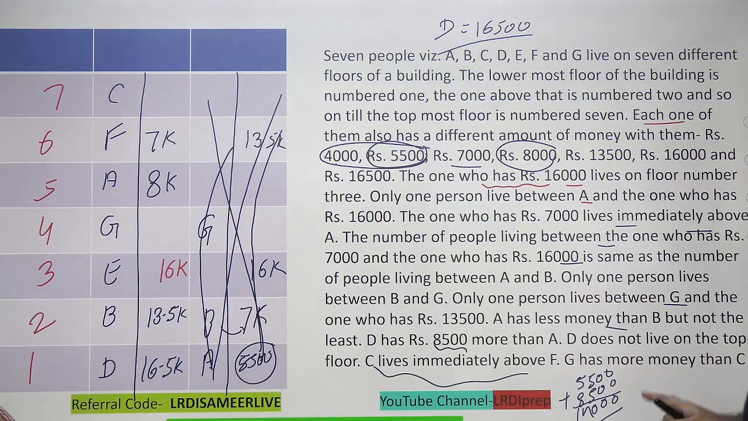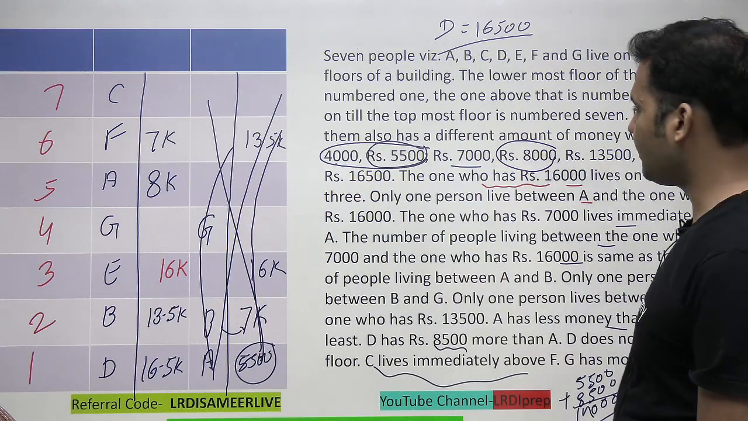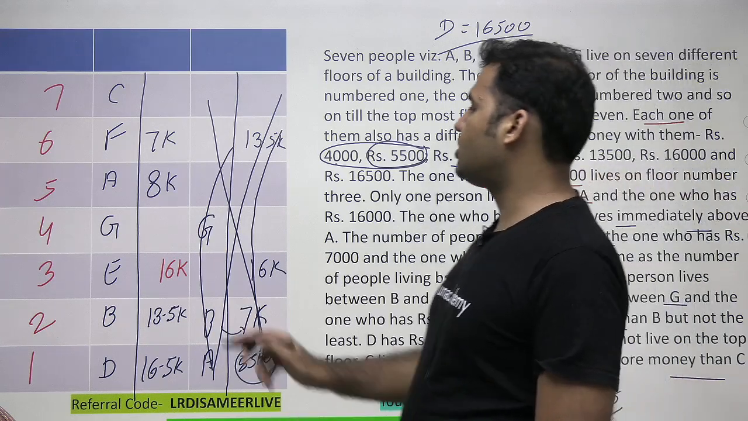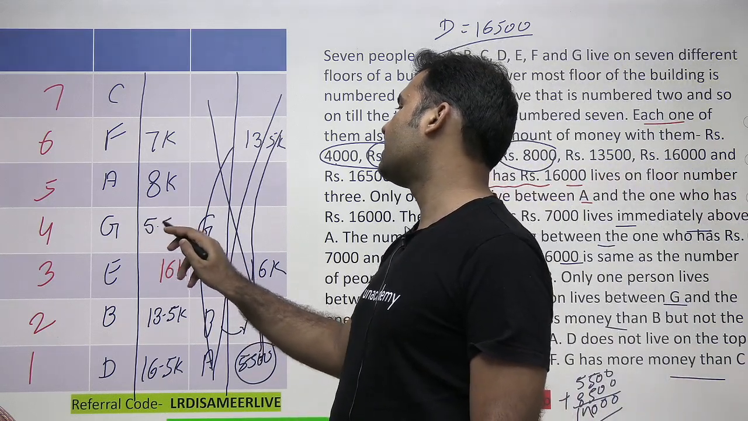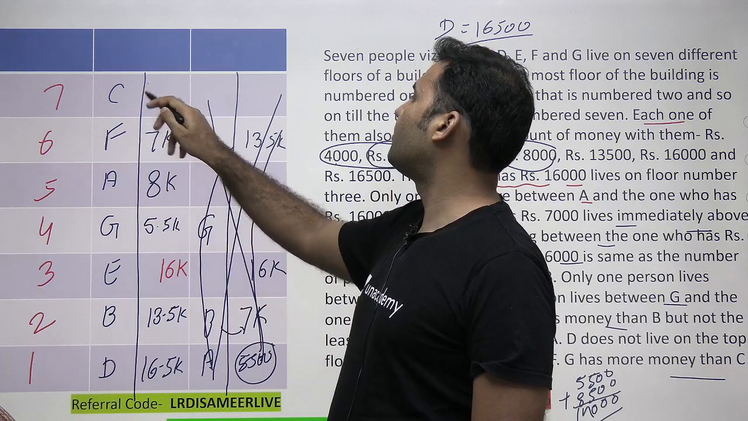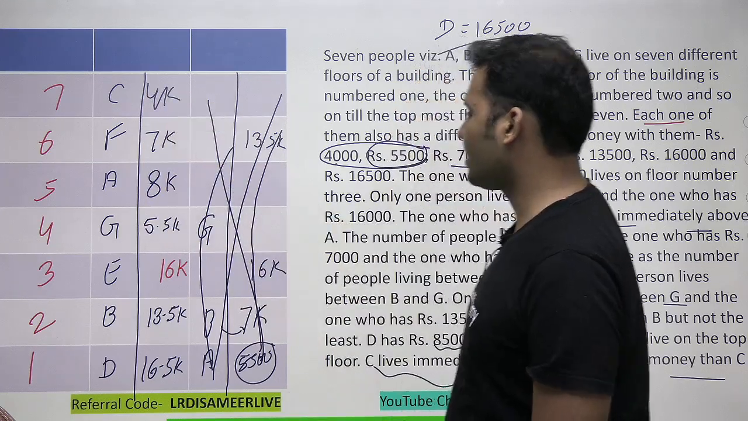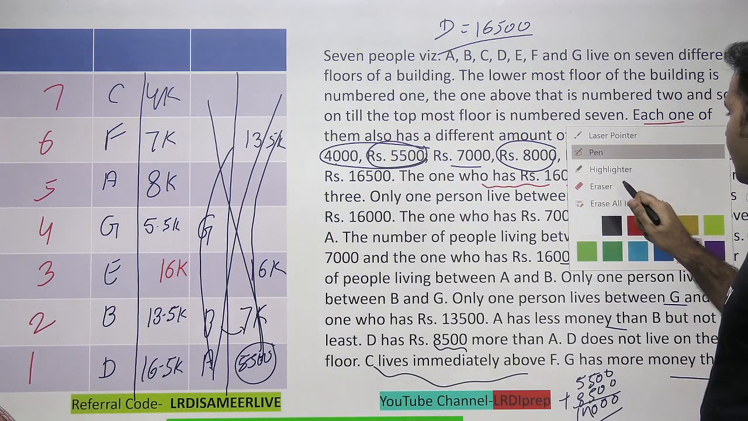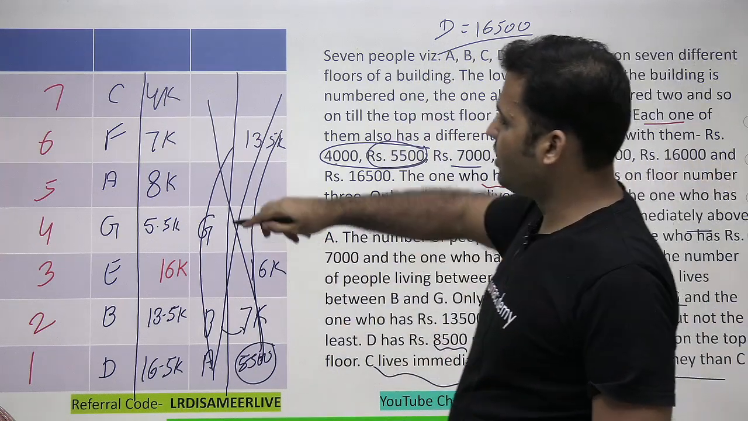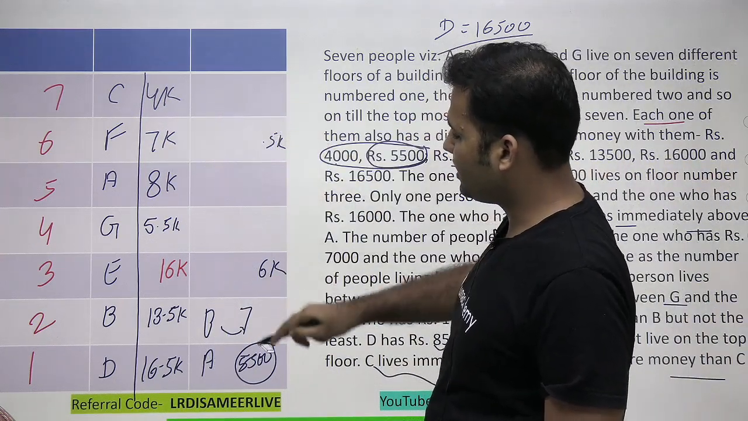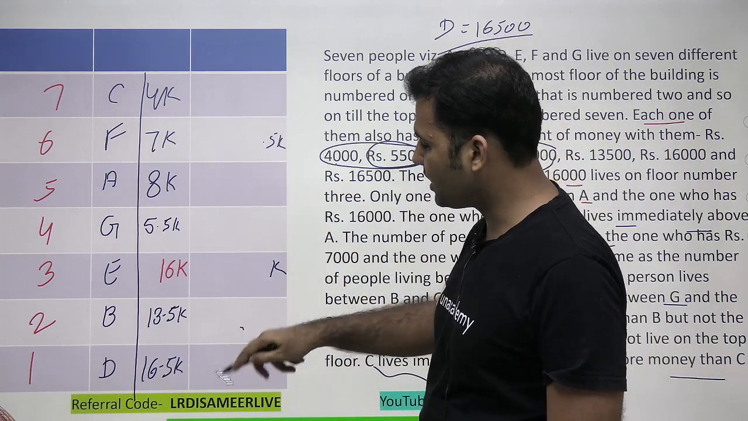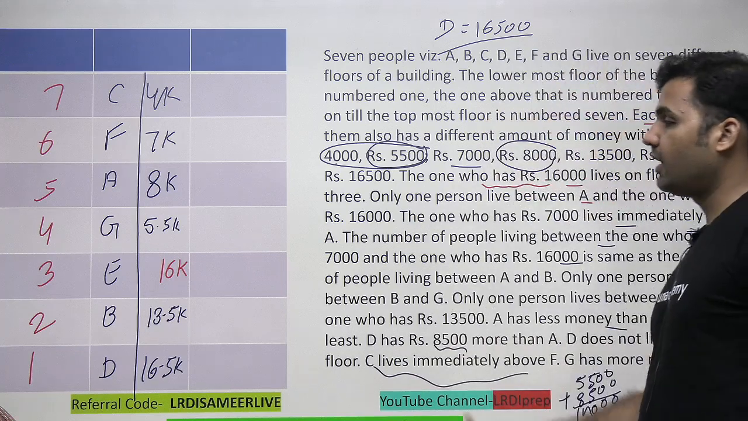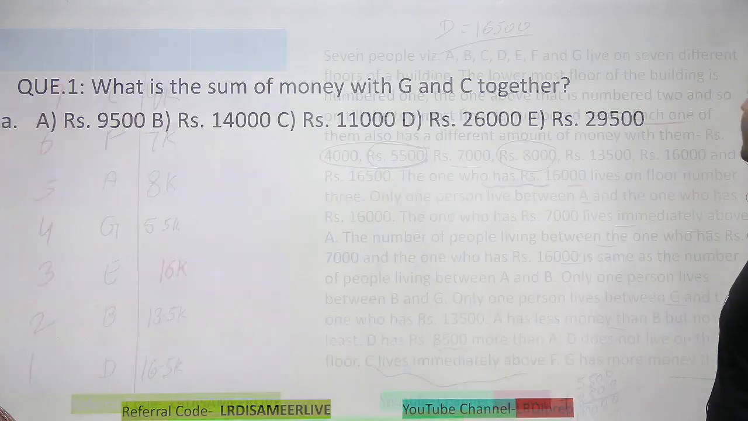Now, it's given that G has more money than C. So can I say G will be earning 5,500 and C will be earning 4,000? Now you can answer all the questions. That's it, right? This is how you're supposed to do this. If you are getting stuck with two cases, you need to learn how to eliminate a case and how to parallelly solve two cases, right? Now this is the final case and we can answer all the questions now.